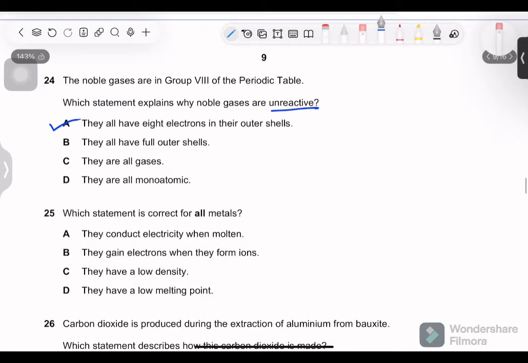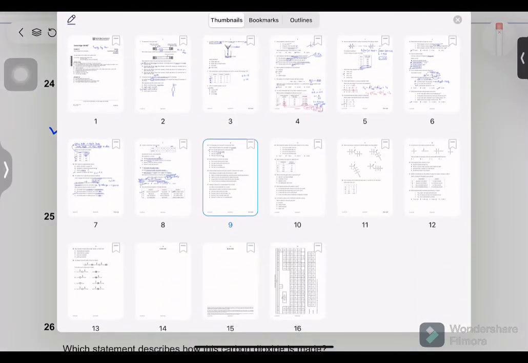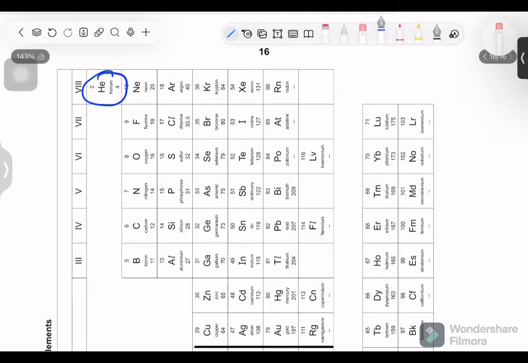Oh, wait. Not too fast. We should always be reading all the other options. They all have full outer shells. So, there's a small distinction. They're all gases. This is not a reason. They're all monoatomic. This is not a reason. So, having 8 electrons in their outer shells is not factually correct, because not all noble gases contain 8 electrons in their outer shells. Helium only has 2 electrons, and it fills only the first shell.